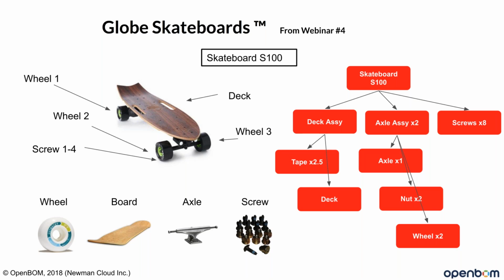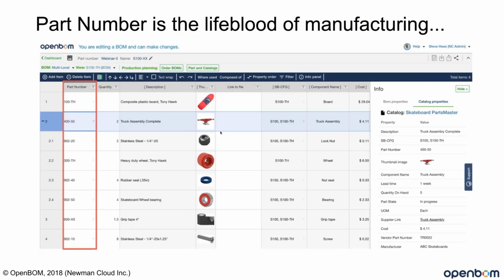I'm going to rely on the example that we've been using in a few earlier webinars, the skateboard. We're going to take a quick look at how we would build this skateboard. I know what all the bits and pieces are. I even know what the product structure is. But of course, how do I knit it all together? And the answer to that is part numbers. The part number is the lifeblood of manufacturing.